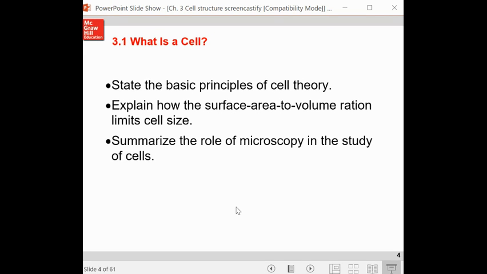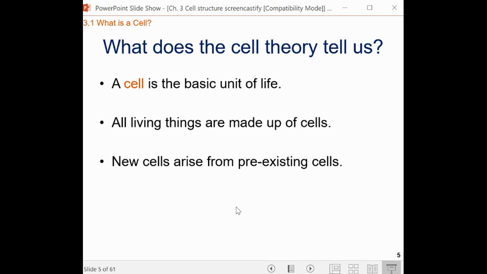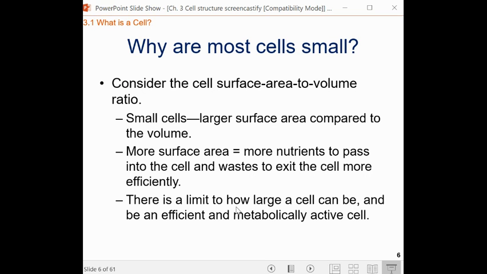In this first portion, what we're going to do is talk about just the cell itself. So we want to understand the basic principles of cell theory. We'll look a little bit at why cells are so tiny, and then we'll look at some of the tools to study these cells. Well, cell theory, as we've learned in the last chapter, is that the cell is the basic unit of life. All living things are made up of cells, and new cells always arise from pre-existing cells.